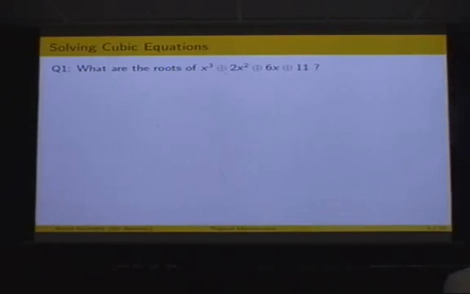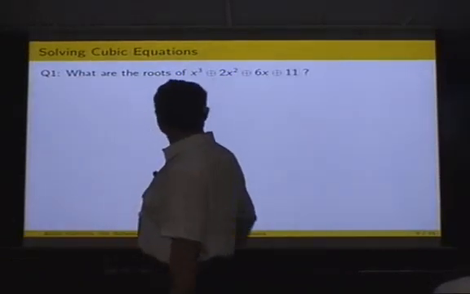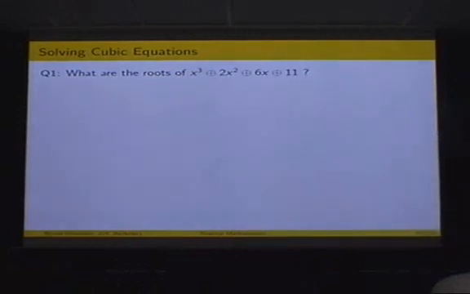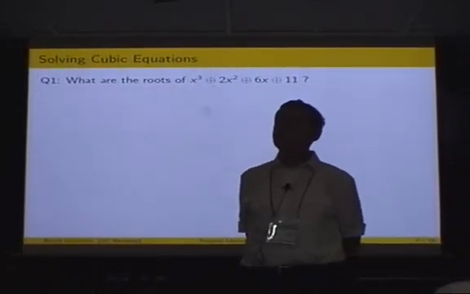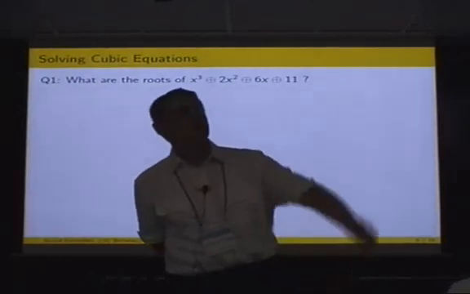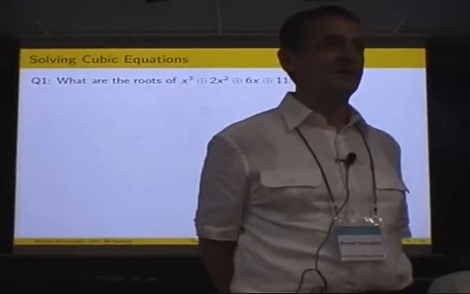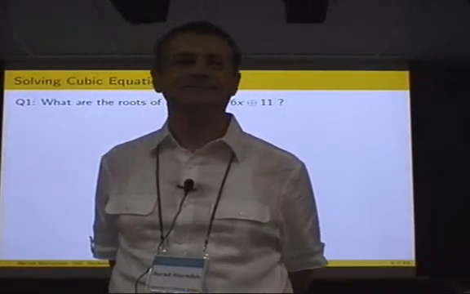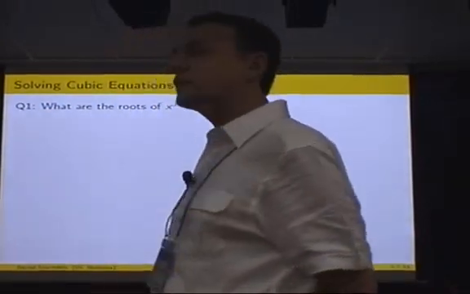So I promised I always first call on people in the last row. So let's see whether we can solve this cubic equation x cubed plus 2x squared plus 6x plus 11. So I claim this has 3 distinct roots by the fundamental theorem. So can somebody tell me a root of this polynomial? Gentleman in pink, do you know a root of this polynomial? Make a guess. It's a cubic polynomial and has 3 roots.